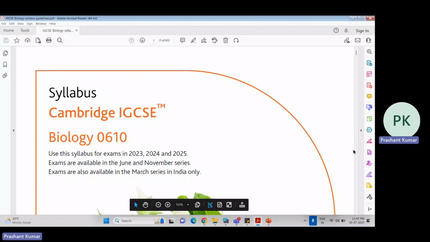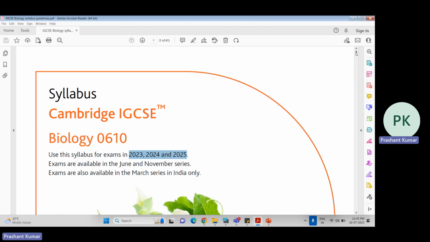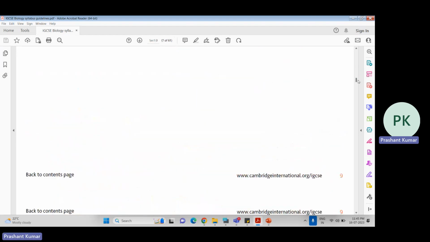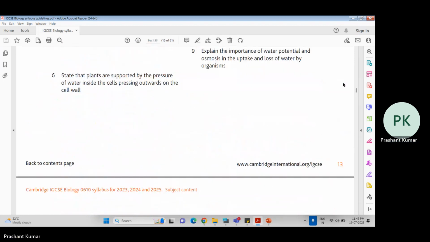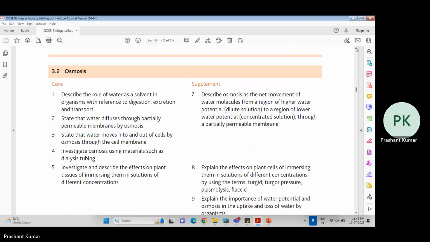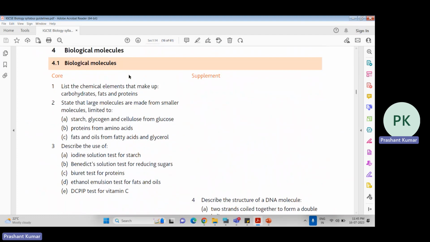So this is the Cambridge IGCSE Biology 0610 code, and the syllabus is valid for 23, 24 and 25 exams, June and November series. And we are going to discuss chapter 4. So let me take you to chapter 4. Yeah, here we are. So chapter 4 is your biological molecule.